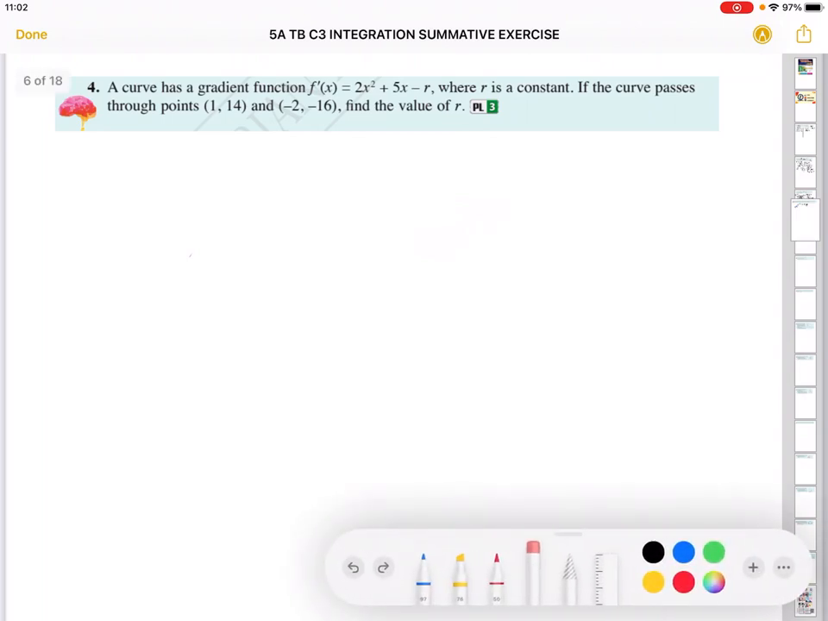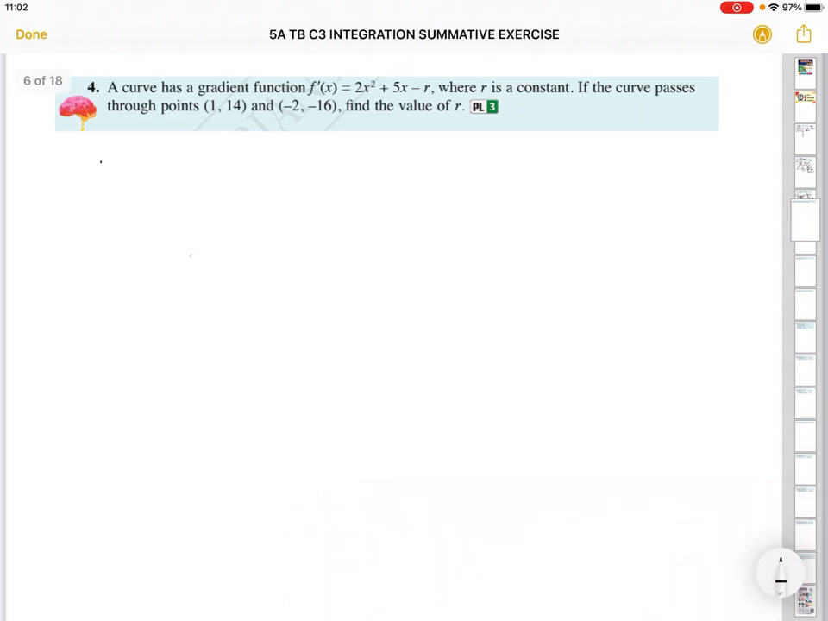As in, okay, let me just show you here. First step, to find the curve, let's say the curve, we write f(x), or you can write y, doesn't matter, the integral of 2x squared plus 5x minus r dx. So when I integrate, I get 2x cubed over 3 plus 5x squared over 2 minus rx plus c. Now notice we have two unknowns, r is one, c is another. When you have two unknowns, naturally we need two equations to be able to solve for them.